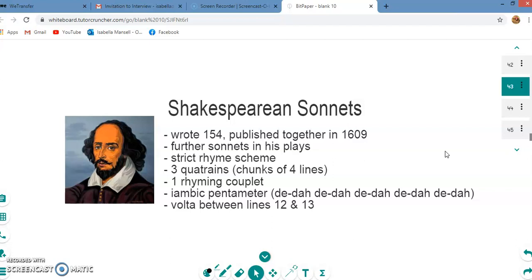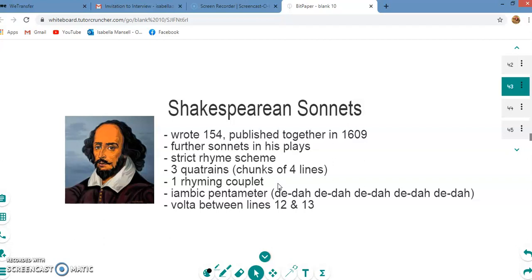A Shakespearean sonnet has a relatively strict rhyme scheme, so I'll go on to talk about that in just a minute in more detail. And it has a relatively strict form as well, and this is made up of three quatrains, and each quatrain is four lines. So there are three chunks of four lines, which make up to 12 lines, and then there's one rhyming couplet in the end, which is an extra two lines, which brings the whole sonnet to 14 lines in total.